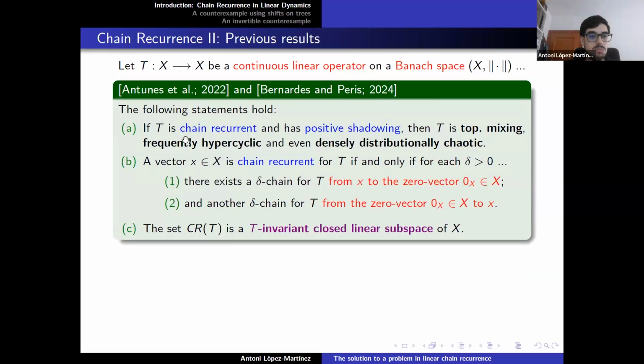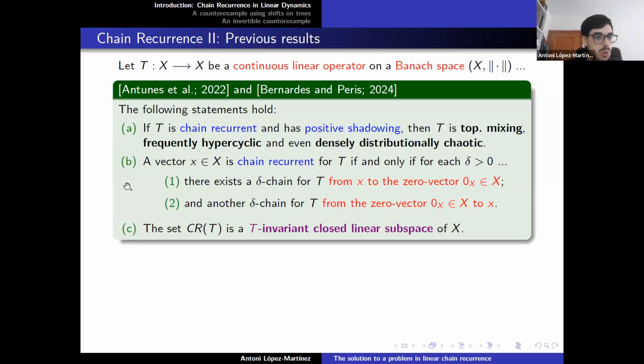One can use chain recurrence to study previous notions studied in linear dynamics, and in fact, in these papers it is proved that when you have a chain recurrent operator that has positive shadowing, then the operator is topologically mixing, frequently hypercyclic, and in fact, densely distributionally chaotic. So you can study chain recurrence from the perspective of relating it with previous properties studied in linear dynamics.